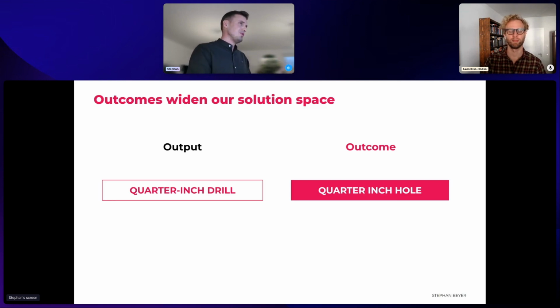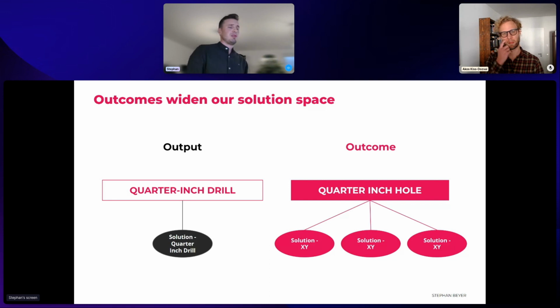Because if we say, hey, it's an output, it's the quarter-inch drill, our solution will be a quarter-inch drill, right? If it's a quarter-inch hole, we will say, oh, it could be a quarter-inch drill. But you know what? There are 5 alternatives to that. So this is important to understand. You are widening your opportunity solution space, or your opportunity space, tremendously. Just bear that in mind when we talk about outcomes and opportunities.